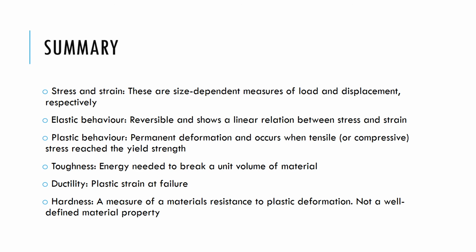Okay, so stress and strain then are size-dependent measures of load and displacement. The elastic region of a material is reversible, and there is a linear relationship between stress and strain. The plastic region of a material under deformation is permanent, and it occurs when we reach the yield strength of a material. Toughness can be thought of as the energy needed to break a unit volume of a material. Ductility is the plastic strain at the failure point for a material, and hardness is a difficult one to measure because it's not really a very well-defined material property.